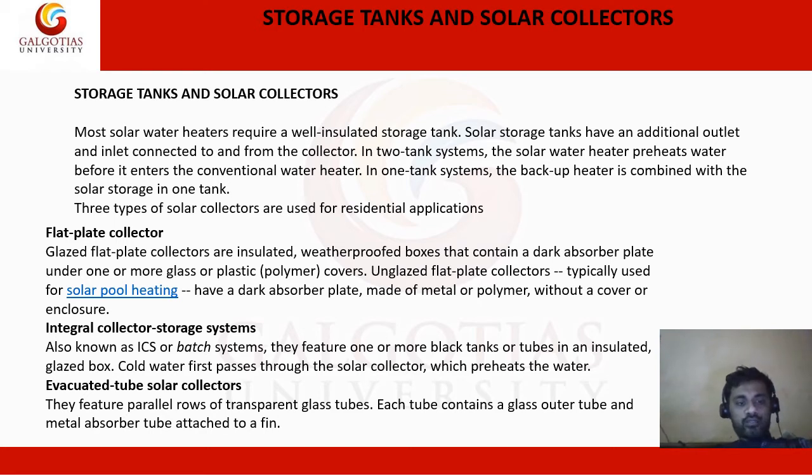There are three types of solar collectors which are used for residential applications. The first one is called the flat plate collector, the second is the integral collector storage system, and the third is the evacuated tube solar collector. Now talking about the flat plate collector, flat plate collectors are insulated, weatherproofed boxes that contain a dark absorber plate under one or more glass or plastic polymer covers, but the unglazed collector is typically used for solar pool heating. They have a dark absorber plate made of metal or polymer without a cover or enclosure.